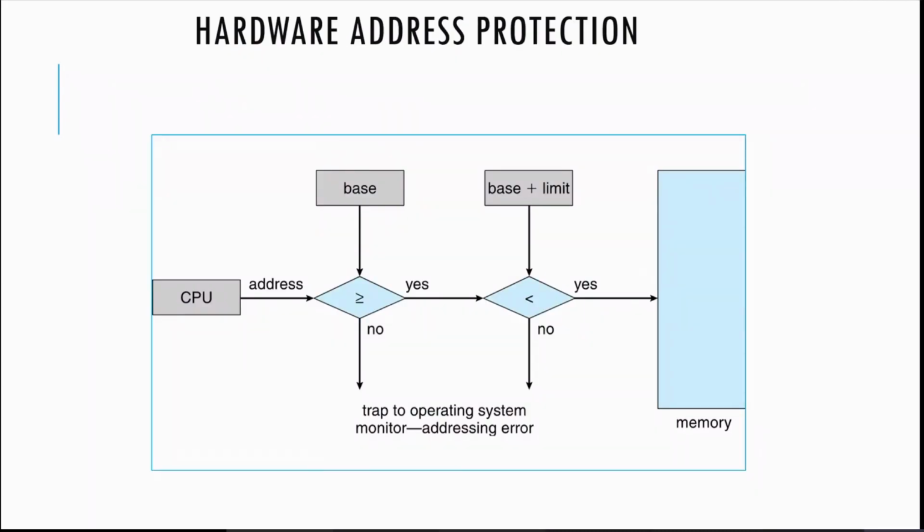Okay, very good. So now the same thing is in a diagrammatic way. If we understand, the same thing is here also. So hardware address protection, how is it done? This is the CPU. CPU has generated some address. This address will be the logical address, or another name is the virtual address.